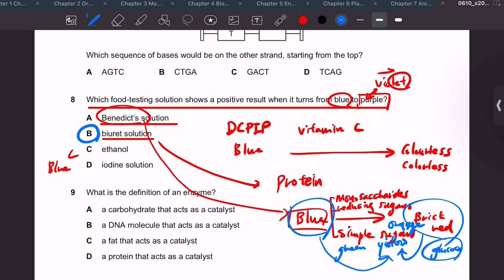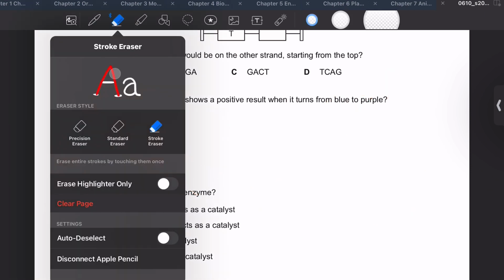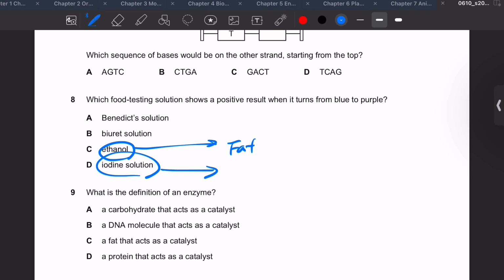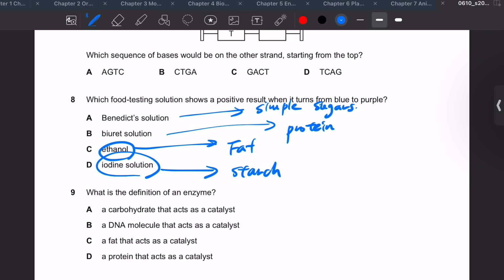All right. And as for the ethanol, it's alcohol. So the alcohol is used to check if there are any fat molecules. Iodine solution is used to check if there are any starch molecules. Okay, so the answer is B for this one. Thanks, guys.